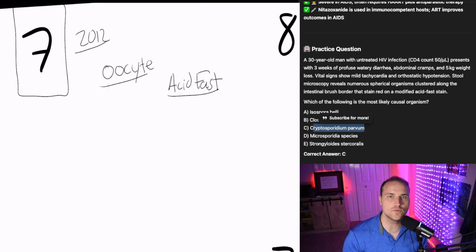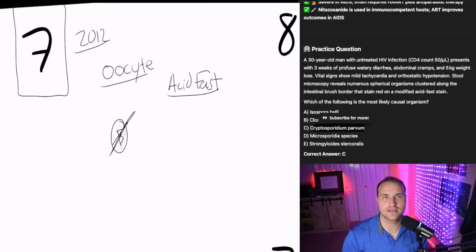I don't want to spend too much time on the other answers, but I will say, B. C. diff, that's a pseudomembranous toxin-mediated colitis with leukocytes, not acid-fast at all. So it's definitely not C. diff because that's going to come up a lot. And then maybe strongyloides, that's going to be larvae in the stool. So it's a helminthic infection with eosinophilia, not protozoa acid-fast organisms.